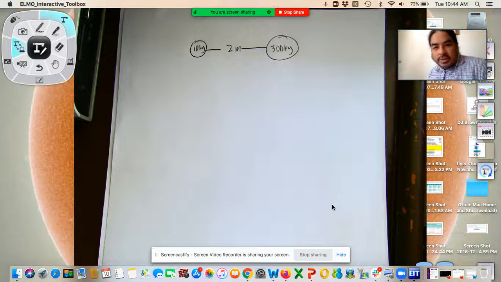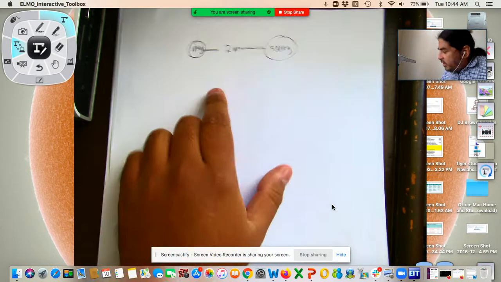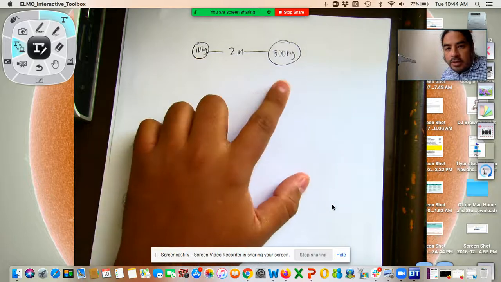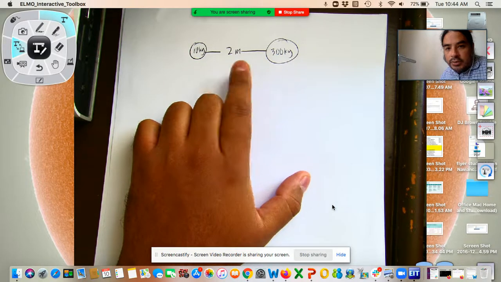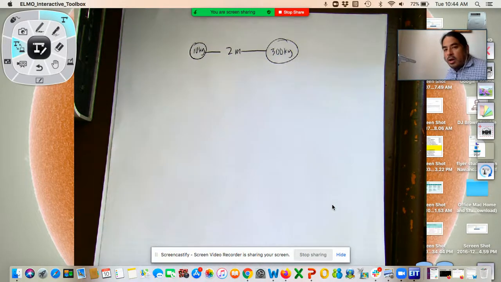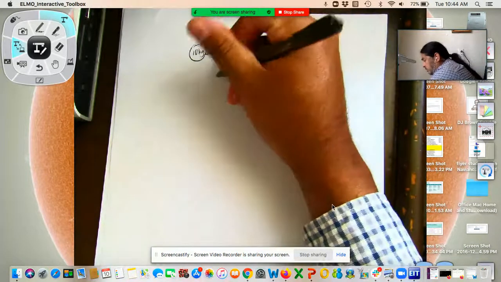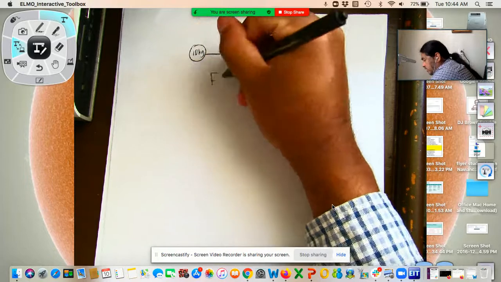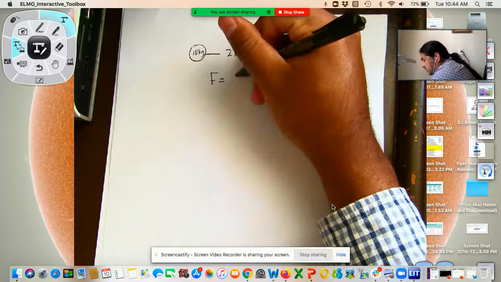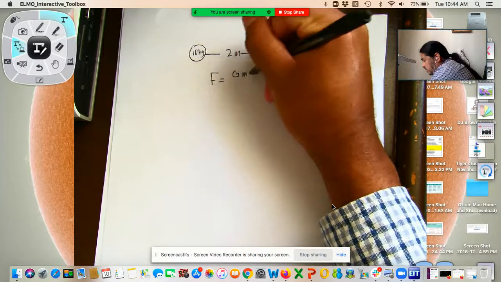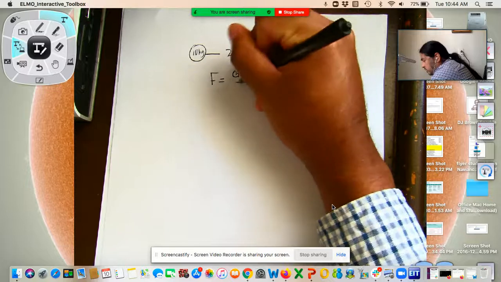All right, so we're going to try and solve this problem here. We have two masses. We have one that has 10 kilograms and one that has 300 kilograms, and it's 2 meters apart. The question is how strong is the force of gravity between these two objects? In order for us to do that, we're going to be using Newton's law of gravitation, which is big G m1 m2 over r squared.